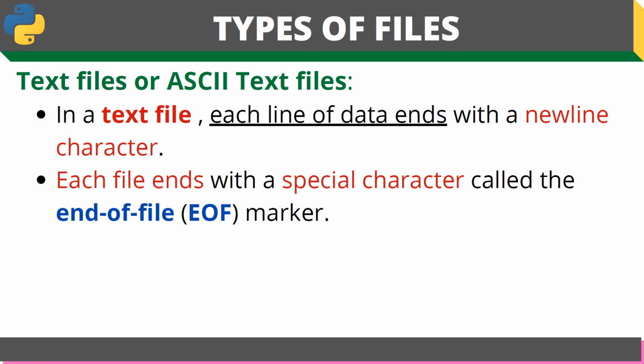In a text file, each line of data ends with a new line character, and each file ends with a special character called the end of file marker. So every line will end with the new line character. Every file ends with the end of file marker.